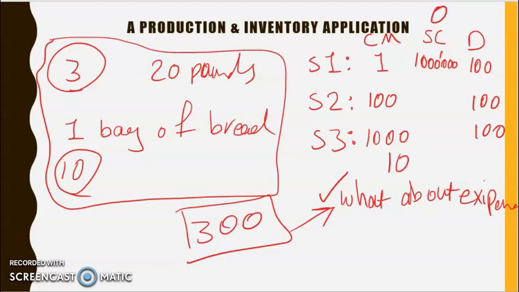What about 10? We need to think about it. What about 50? We need to think about it. That's the point of production and inventory applications.